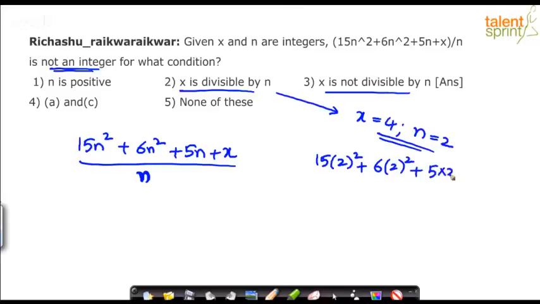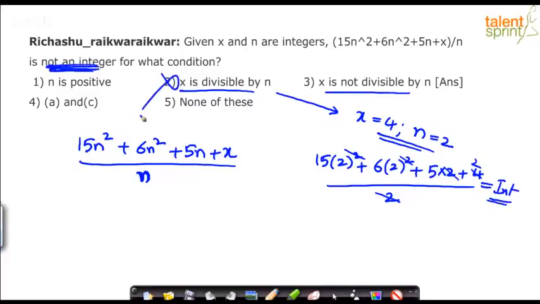5 into 2 plus 4 divided by n, divided by 2. So see, now will this be an integer or not? 5 into 2 square plus 6 into 2 square plus 5 into 2 plus 4, divided by 2. Because you're dividing by 2. See, every term here gets divided by 2, right? This gets cancelled, this gets cancelled, this gets cancelled, this gets cancelled by 2. So basically this will result in an integer. But we want it to be not an integer, right? This is not an integer. Hence option 2 is wrong.